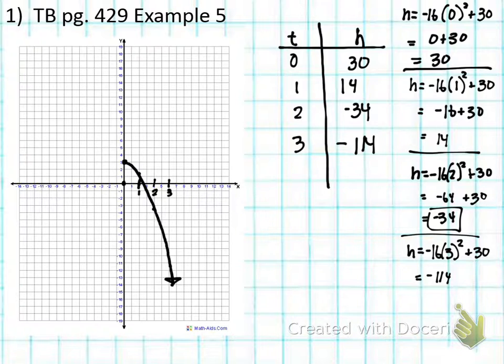So, yes. Can you explain what happened when you got negative 14? Negative 114 or negative 14? Oh. Okay, 3 squared is 9. Yeah. Okay, 9 times 16 is 144, or negative 144. Okay? Negative 144 plus 30 is negative 114. Oh, okay. Does that make sense?